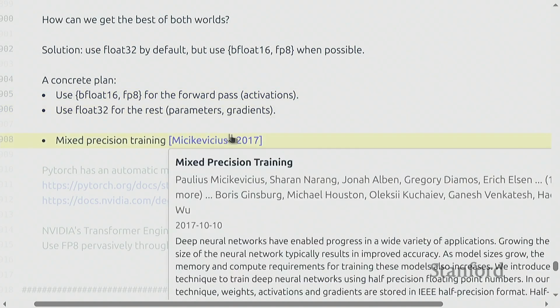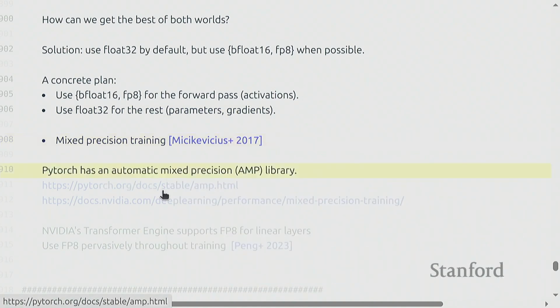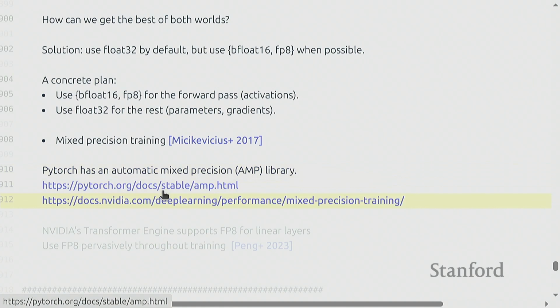This is an idea that goes back to 2017, which explored mixed precision training. PyTorch has some tools that automatically allow you to do mixed precision training, because it can be sort of annoying to have to specify which parts of your model need what precision. Generally, you define your model as this clean, modular thing, and specifying the precision is something that needs to cut across that.